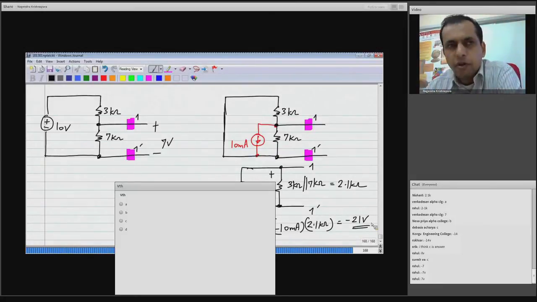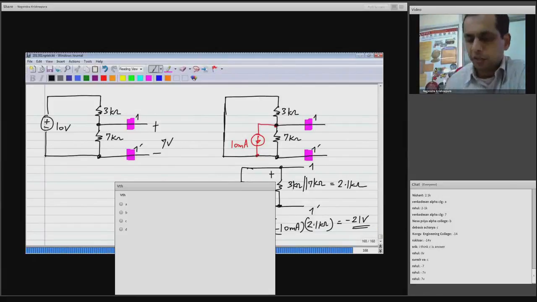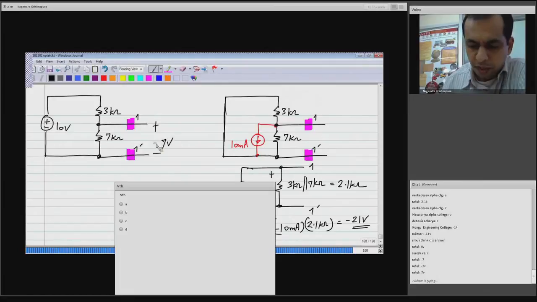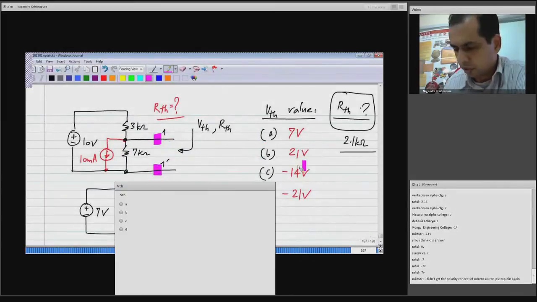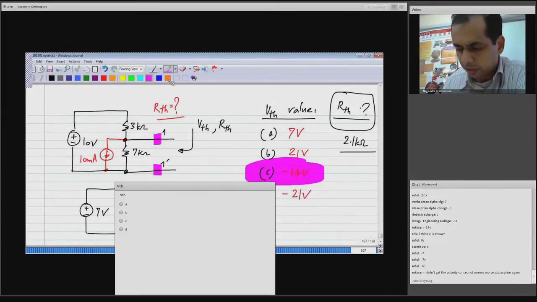So again, if you have got some different answers, please look at this and then figure out where you have gone wrong. So the total voltage is the sum of this due to the 10 volt source and this due to the 10 milliamp source. So clearly minus 21 plus 7 is minus 14 volts, and this is the correct answer.